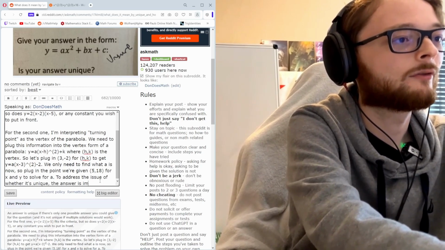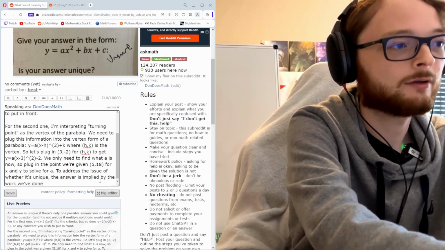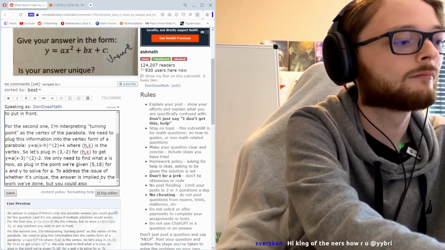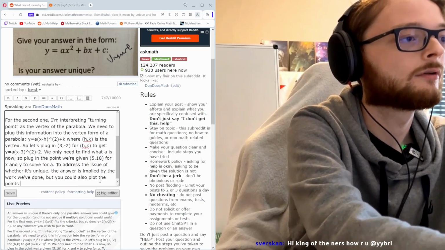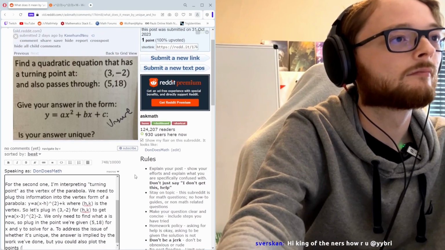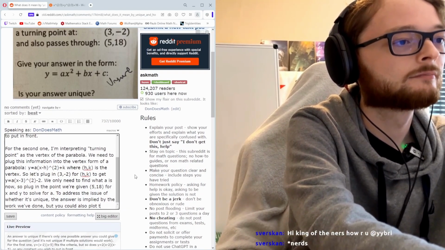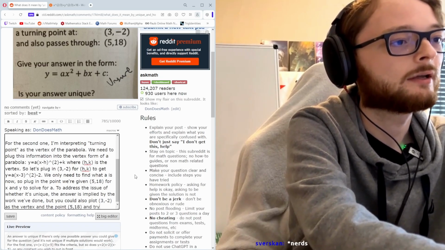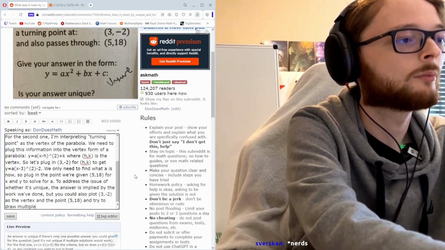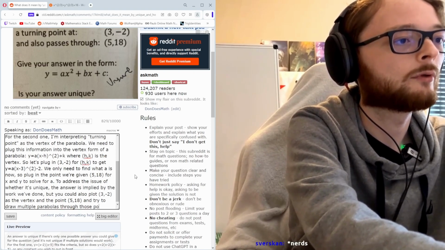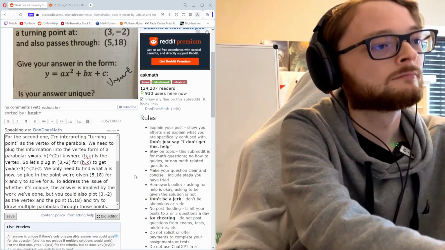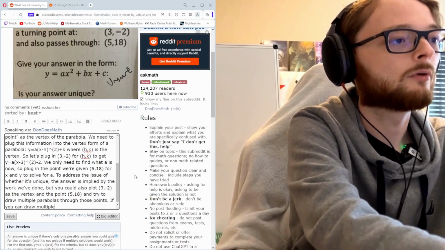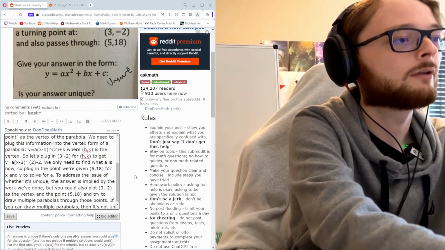Unique, the answer is implied by the work we've done, but you could also plot the points. Plot (3, -2) as the vertex and the point (5, 18) and try to draw multiple parabolas through those points. If you can draw multiple parabolas, then it's not unique.